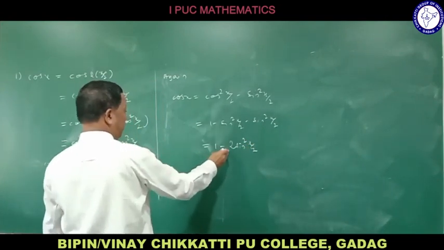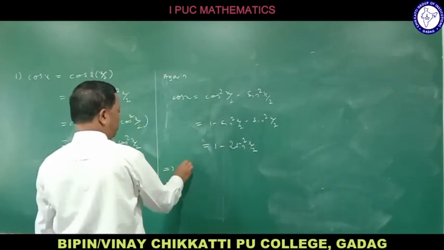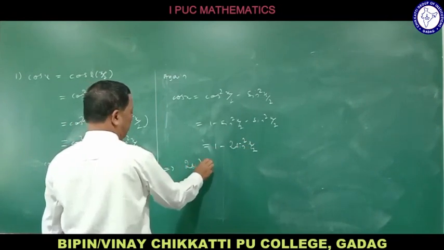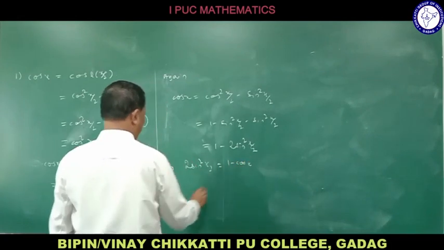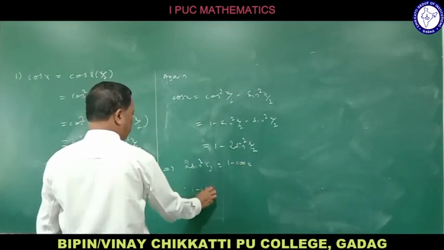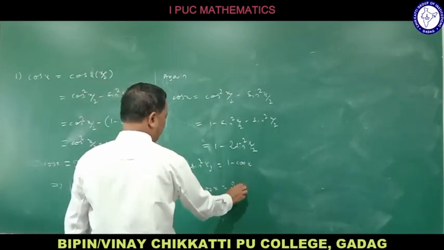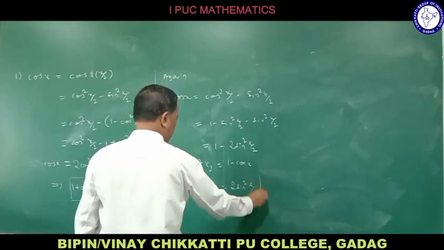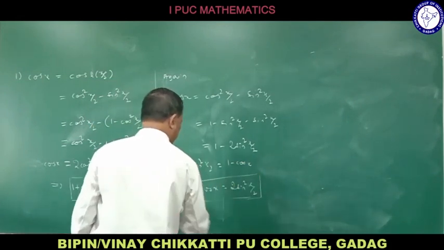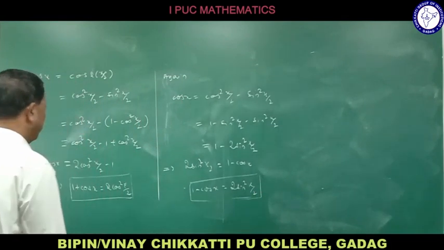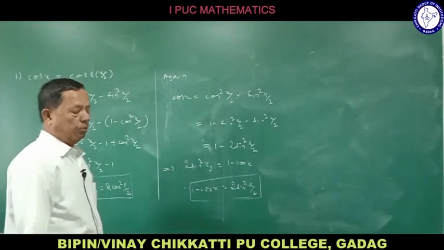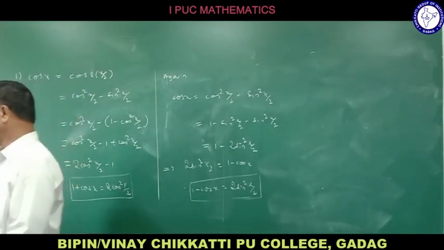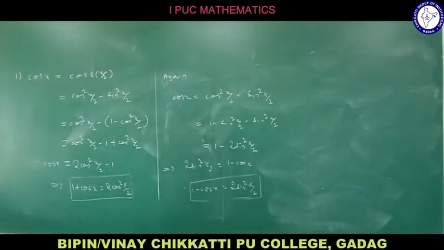So you bring this 2 sin square x by 2, and you take it that 1 minus cos x. So what is the formula here? 1 minus cos x is equal to 2 sin square x by 2. These are the two important formulae we use again and again. 1 plus cos x is equal to 2 cos square x by 2. 1 minus cos x is equal to 2 sin square x by 2. But here you can understand how this can be used.